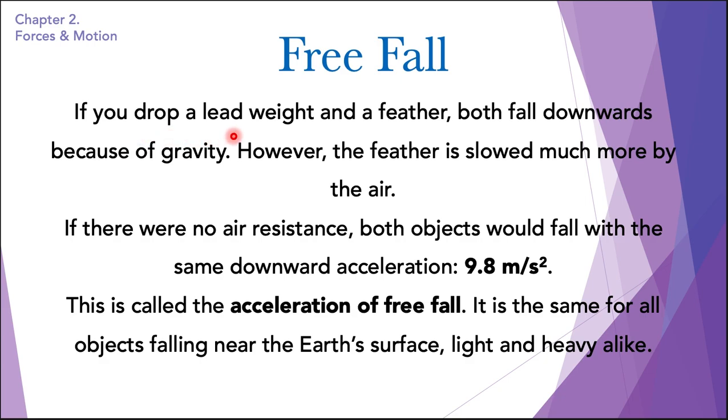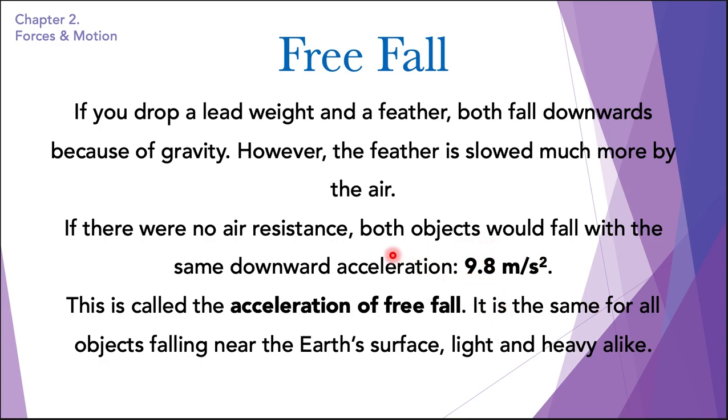So, if you drop a lead weight and a feather, both fall downwards because of gravity. However, the feather is slowed much more by the air. So, if there were no air resistance, both objects would fall with the same downward acceleration, which is 9.8 meters per second squared. And this is called the acceleration of free fall. It is the same for all objects falling near the Earth's surface, light and heavy alike.